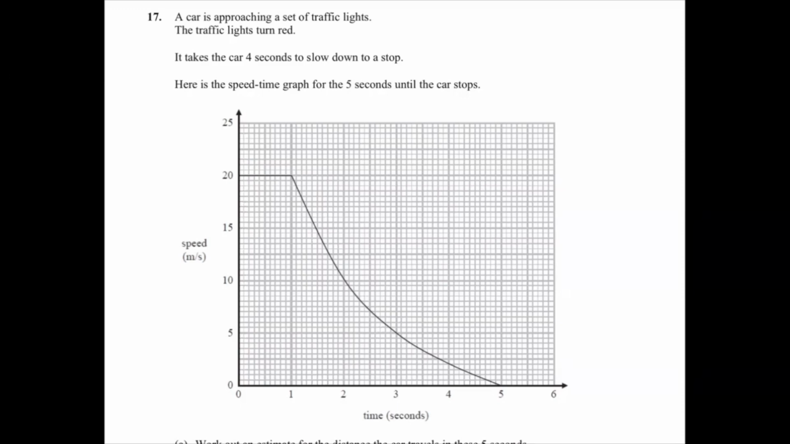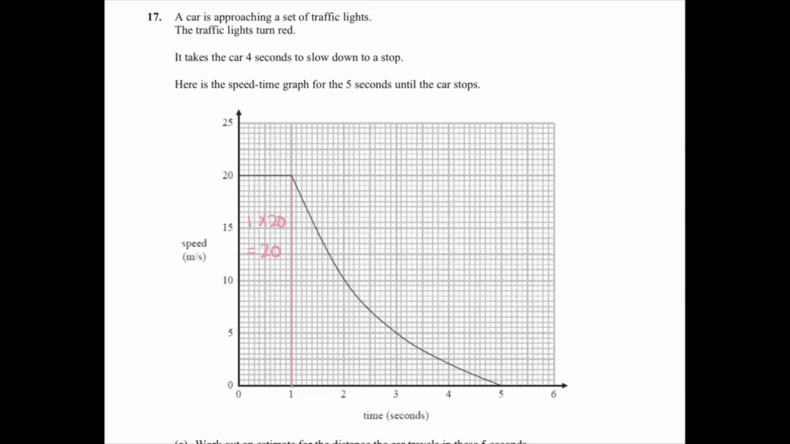And we need to work out an estimate for the distance the car travels in that stopping time. Now, the distance is the area under the graph. So I need to work out the area, and I'm going to do that by creating chunks. So I'm going to split the first second off of the rest of the graph. I've got a nice rectangle, which is really easy to work out the area of. 1 times 20 is 20. So that section is going to be 20.